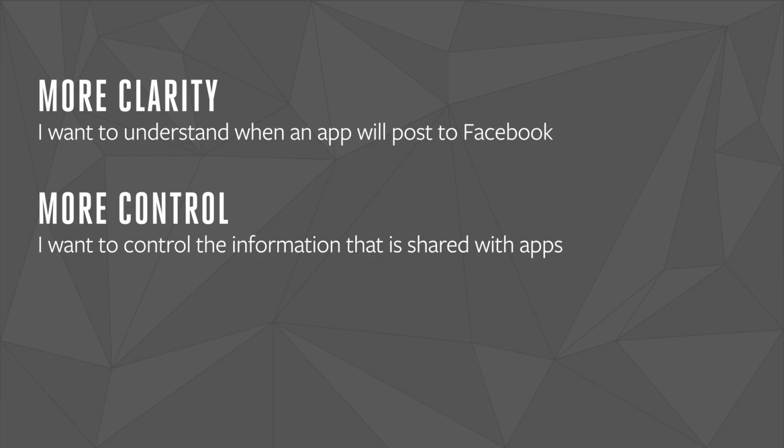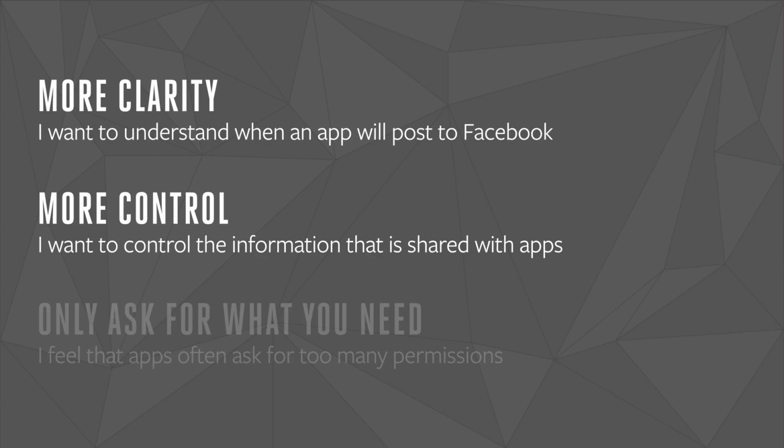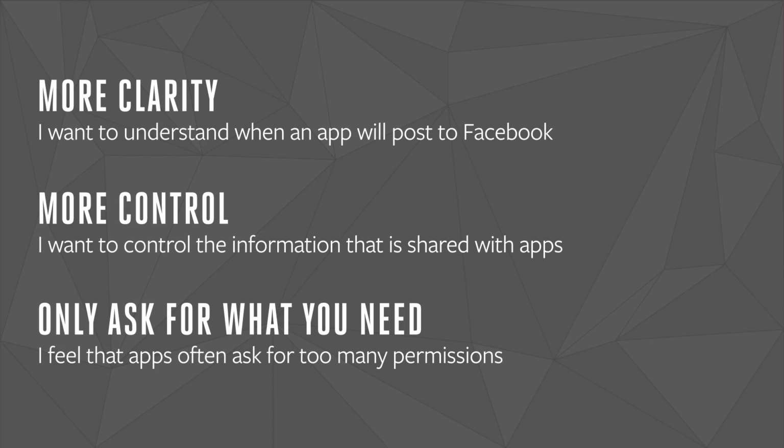But we're constantly looking for ways to make our products better. So we interviewed over 100 people last year to ask how they felt about logging in with Facebook. While overall people were happy, 3 themes clearly cut through. Firstly, people wanted more clarity about when an app was going to publish back to Facebook. Second, they wanted more control over the information shared with apps. And lastly, they wanted apps to only ask for the permissions they actually needed.